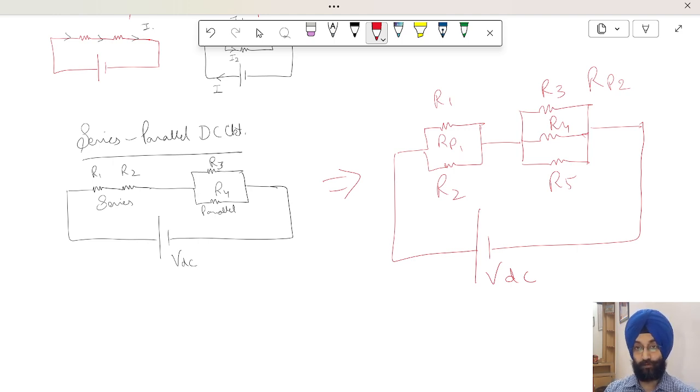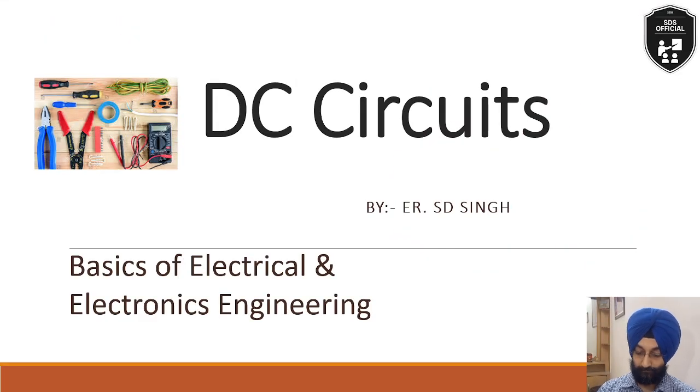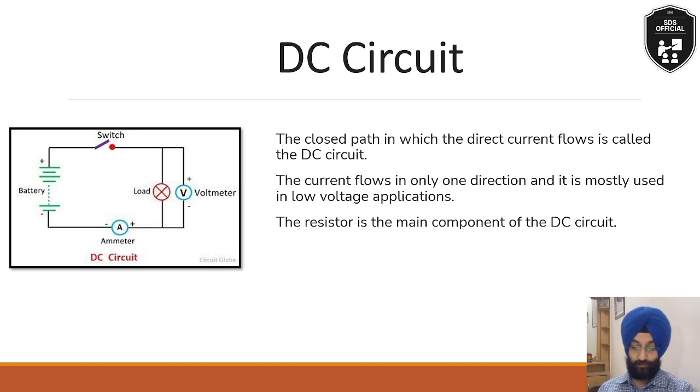Let us move to the formal definitions of DC circuits and its types. By definition, the closed path in which the direct current flows is called a DC circuit. We have already found that the current flows in only one direction because of the unipolar nature of the DC supply voltage, and it is mostly used in low voltage applications. The resistor is the main component of the DC circuit.